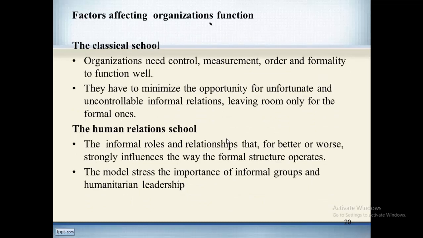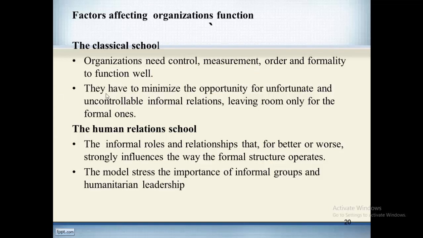There are different factors which can affect the organizational functions and are described in different theories, of which the first theory is the classical school. According to the classical school, the organization needs control, order, and formality to function well. According to this school of thought, if you want to operate the organization, you should have control. You should have a proper order and a formal system to operate it well.